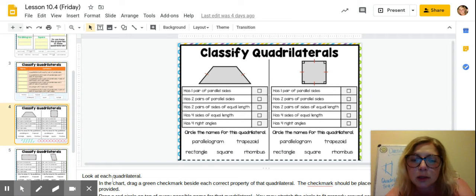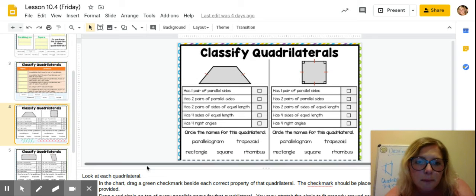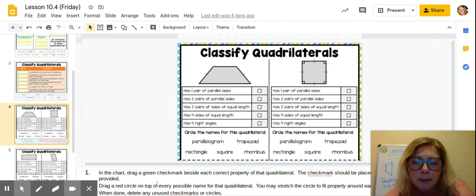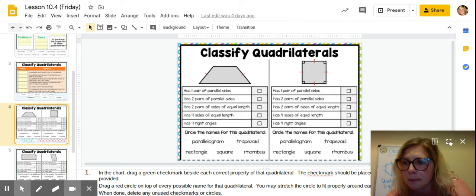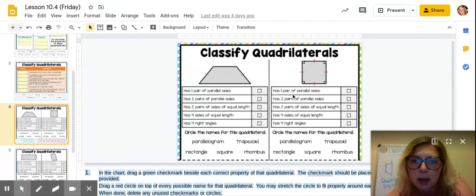The directions are down on the bottom. It says, look at each quadrilateral. In the chart, you're going to drag a green check mark beside each correct property of the quadrilateral. And the check mark, let me move my box. The check mark should be placed above the box.